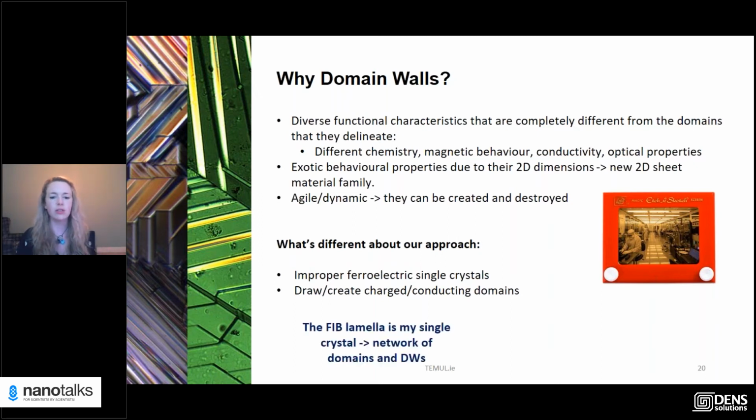So for this talk, the FIB lamella as well, I think of it as the single crystal. And then I have the whole network of domains and domain walls, so I don't need to think outside of the bulk material. The bulk material itself is the FIB lamella, and the FIB lamella is, let's say, a prototype device.